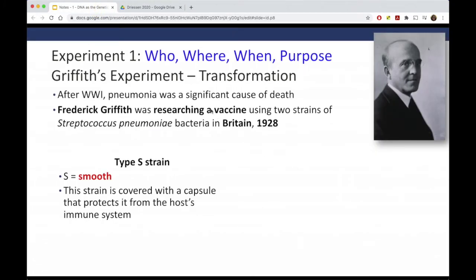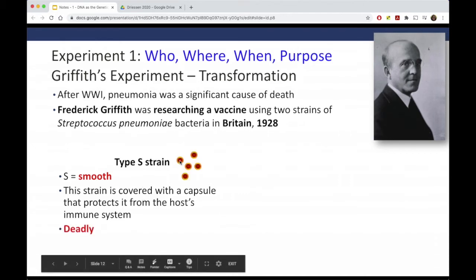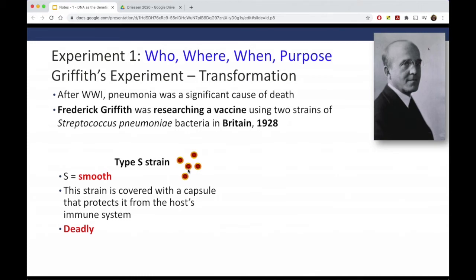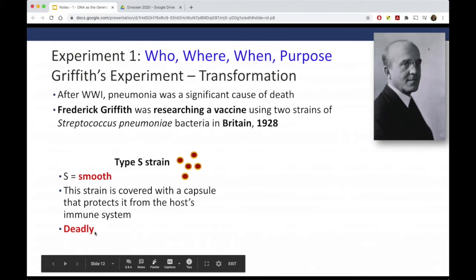Smooth bacteria, and it's called S strain or smooth because these bacteria, which are red, are covered by a protective capsule, which is yellow. And this capsule on the outside of this bacteria prevents your immune system from eating up this bacterium and breaking it down. So these bacteria do not get broken down by the immune system, and therefore they cause disease, and they can cause death.